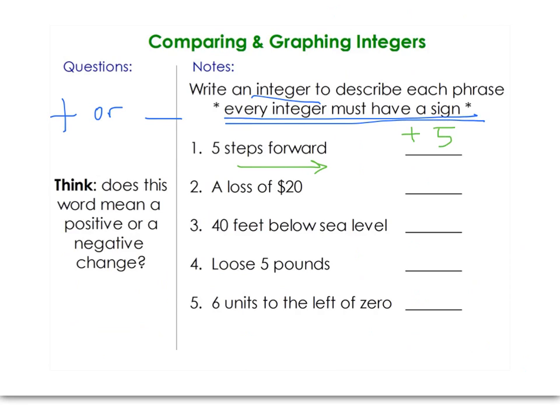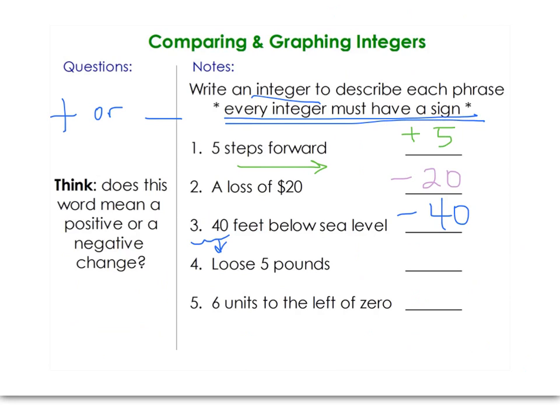A loss of $20. You lose $20. That would be minus 20. Lost $20, you're going negative into your bank account or negative into what you had in your wallet. What about 40 feet below sea level? If you're swimming and you go down, that would be negative 40.